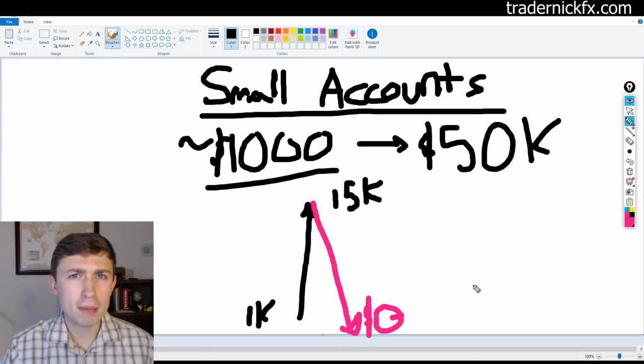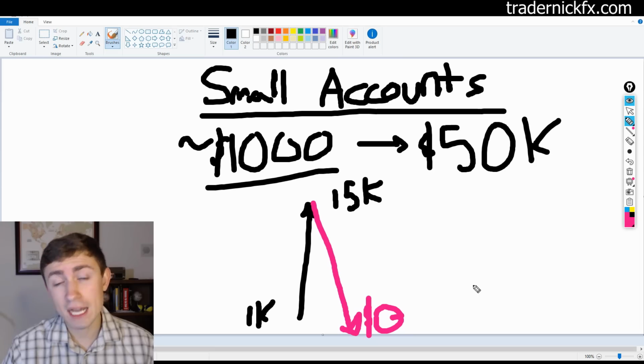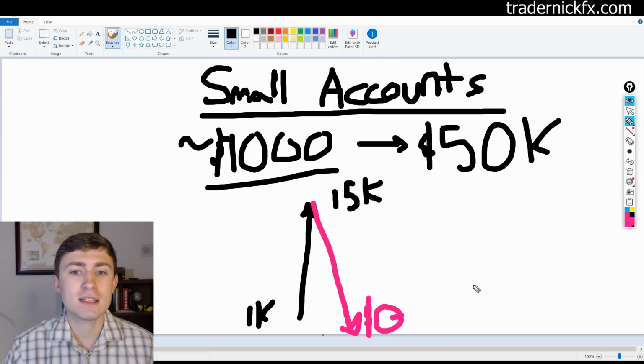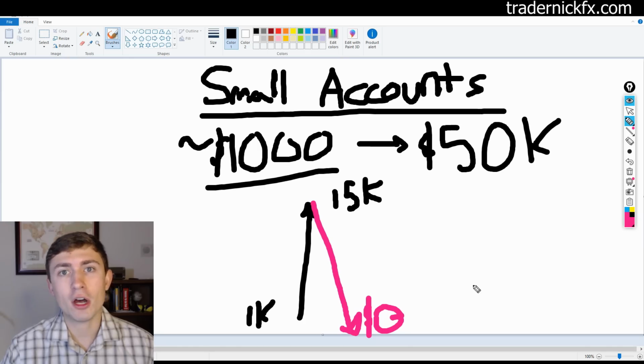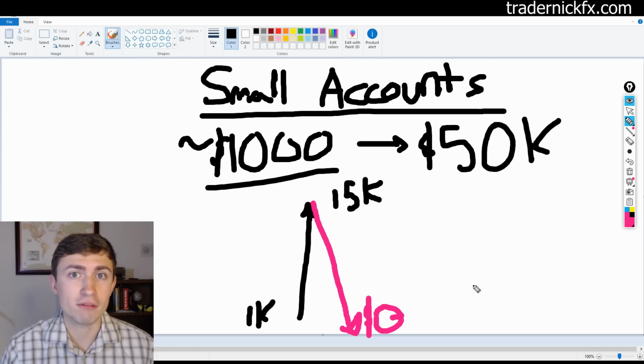What does it mean to make good money in the Forex market? Well, it all comes down to gains over time, okay? And when you have this concept of $0 to $15,000 really, really quickly, you're talking about hundreds and thousands of percents on your money very, very quickly.